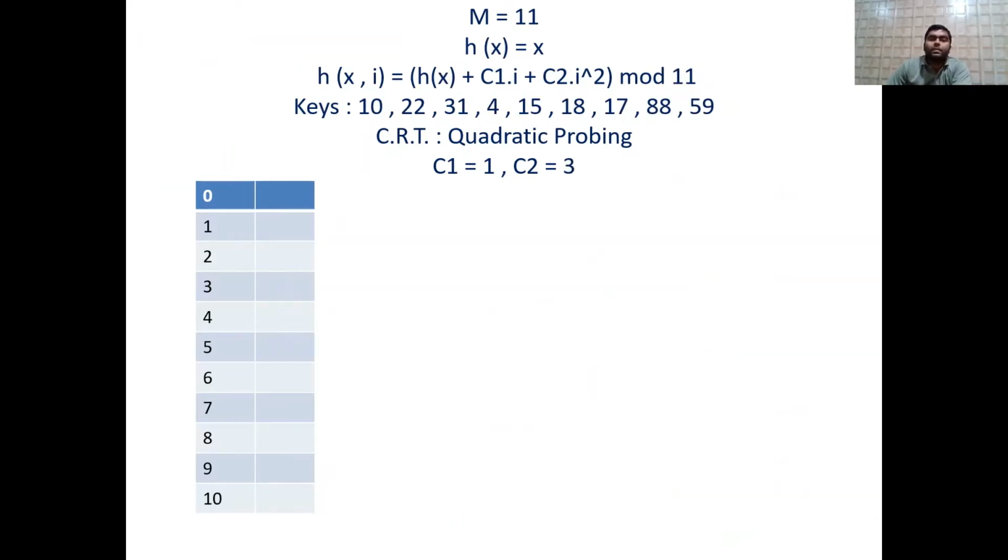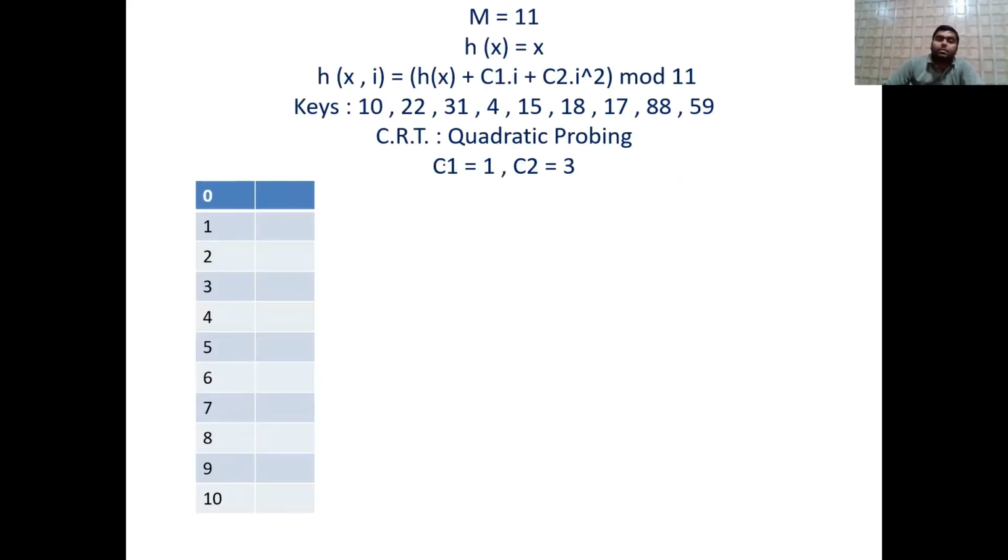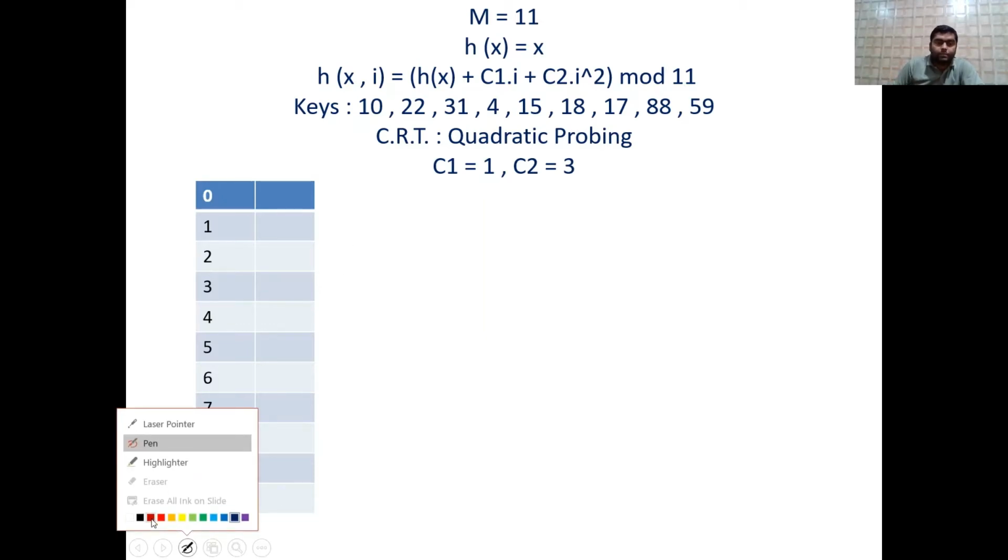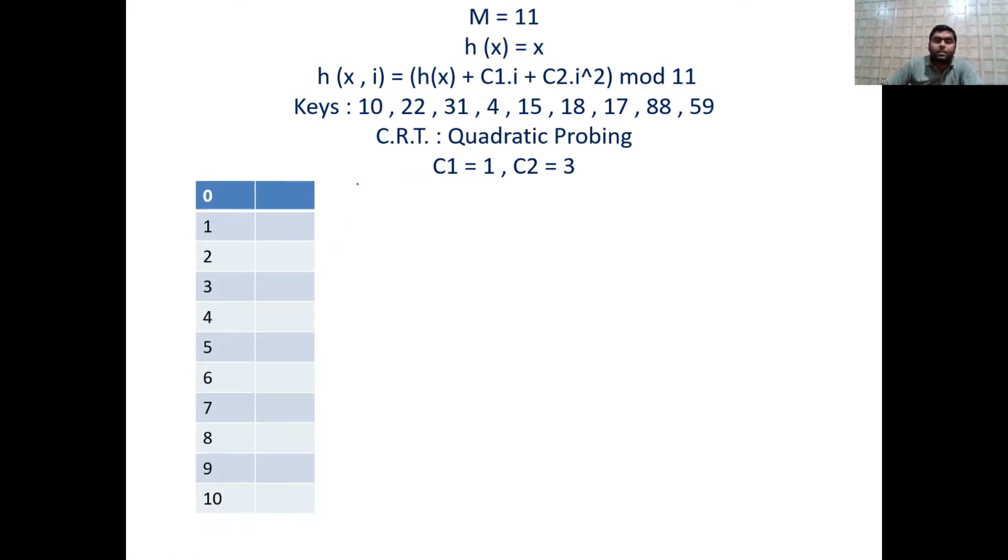Now again do one more sum. So the problem is saying that here the C1 and C2 values are given. Okay, so C1 and C2 values are given. So firstly calculate for 10. Observe very carefully. Firstly we are calculating for 10. So h of 10. So what will happen, h of 10?